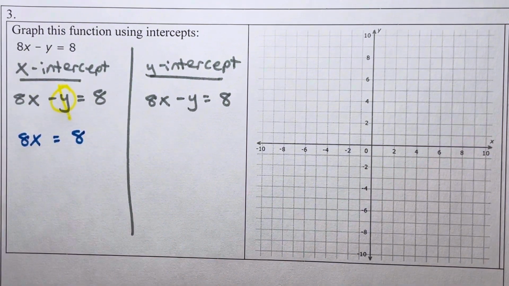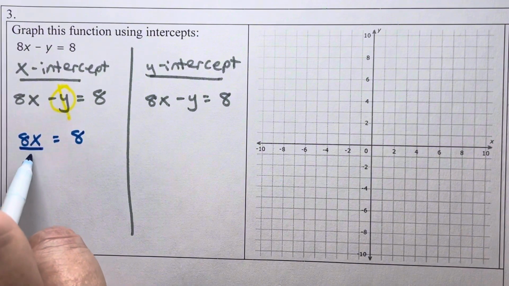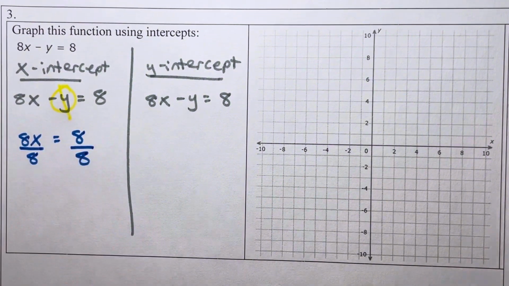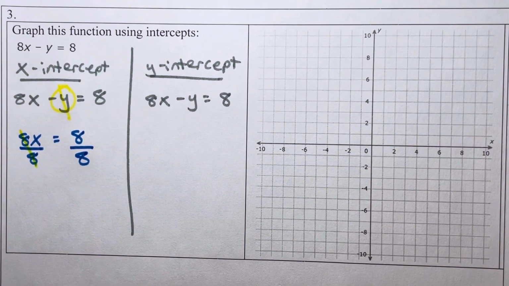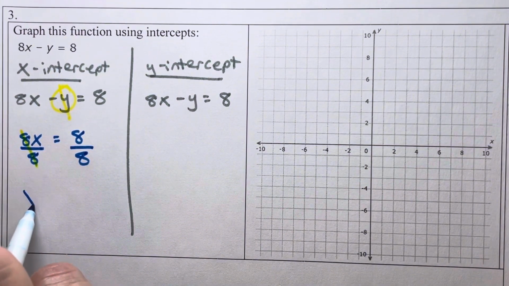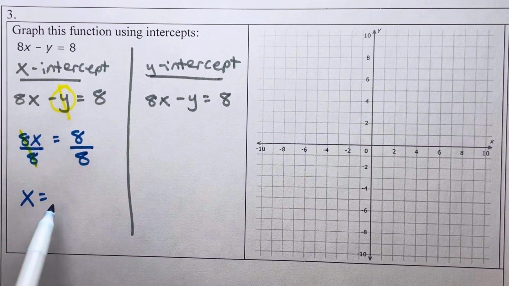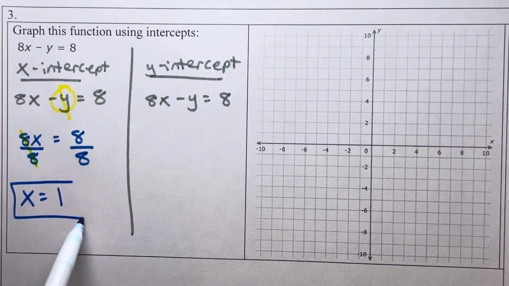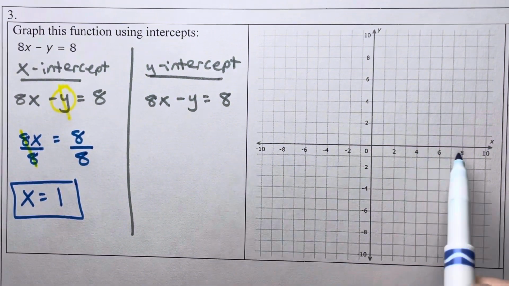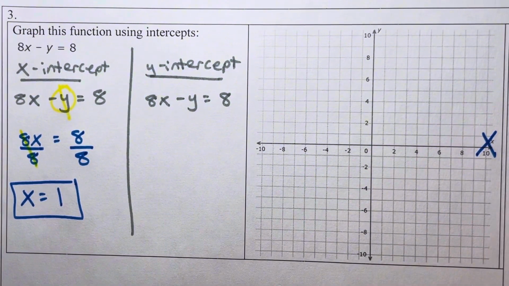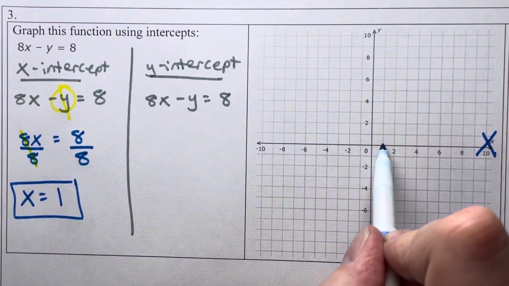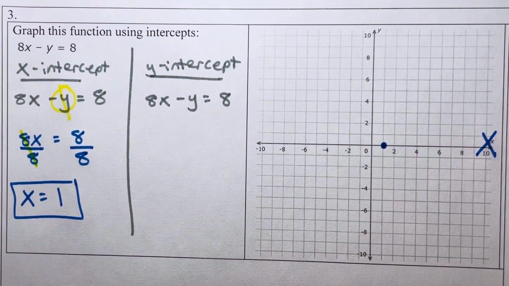Step 3, if necessary, divide. Okay, it is necessary because I had a coefficient in front of that x, and I have to get x all alone. So when I divide off the 8, 8 divided by 8 gives us an x-intercept of 1. Here on my coordinate plane, my x-axis, nice and horizontal through the middle of things, the intercept is equal to 1. So I have now plotted my first intercept of the given problem.